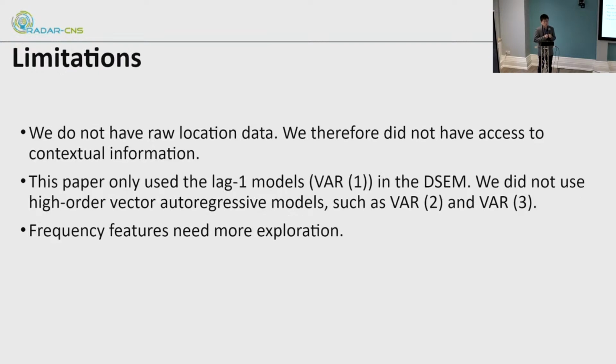And the limitations are, first, we do not have the raw location data, so some contextual information may be lost. And in this paper, we only used the simple dynamic structural equation model, that is, the first-order model, and we will try some more complex and higher-order models in future research. And the frequency domain features and the frequency intervals are based on our variance and manually defined, which need more exploration in future research.